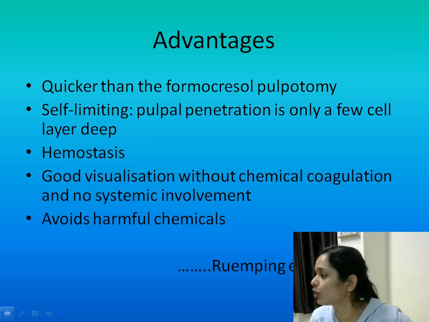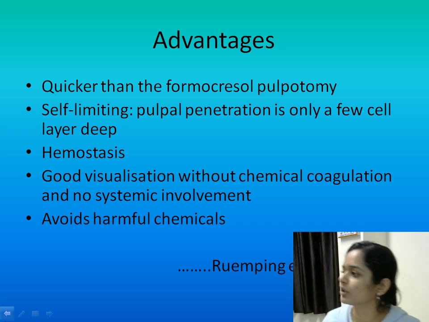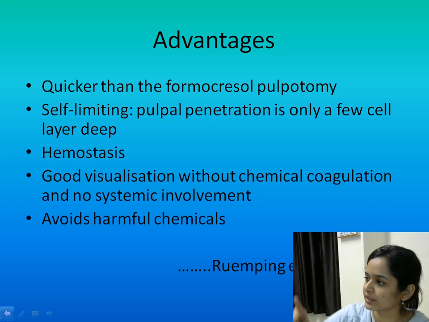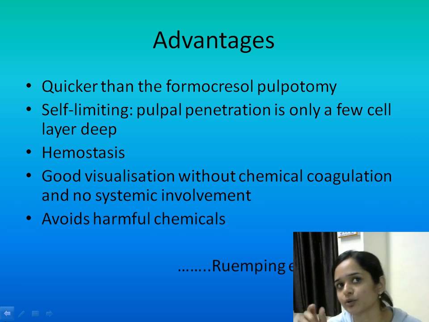Advantages: quicker than formocresol pulpotomy. Self-limiting pulp penetration, only a few layers deep. As with formocresol, we saw that the zone of fixation was going on increasing in size. Here it is self-limiting, only a few cell layers deep. Hemostasis is very easily achieved. Good visualization without chemical coagulation and no systemic involvement. Avoids harmful chemicals.